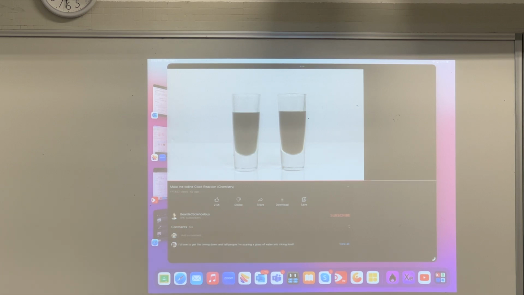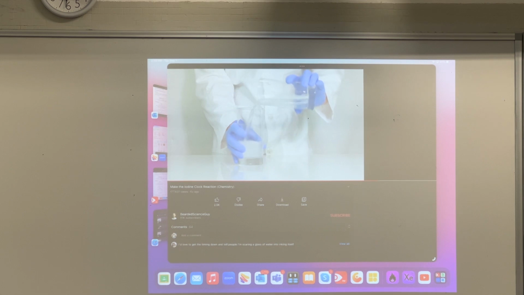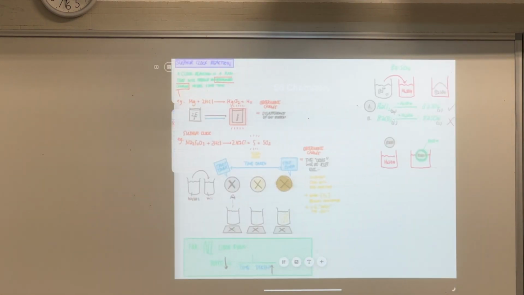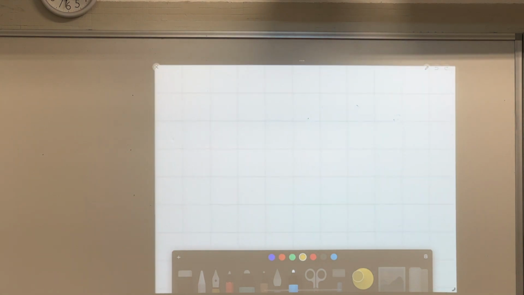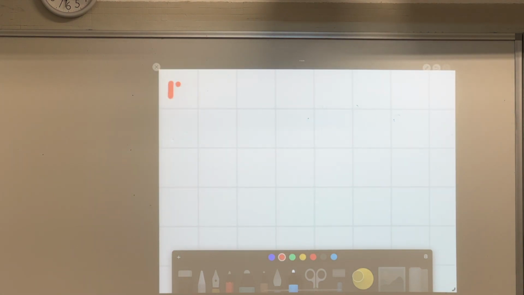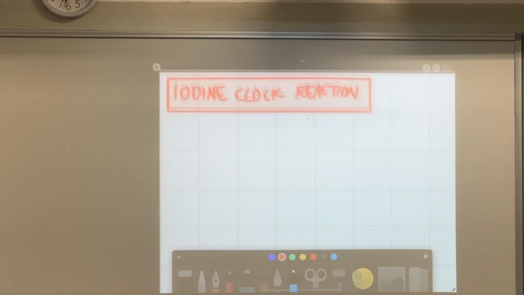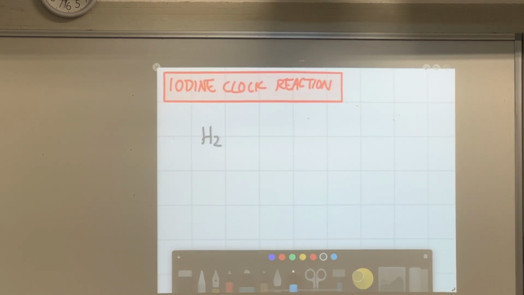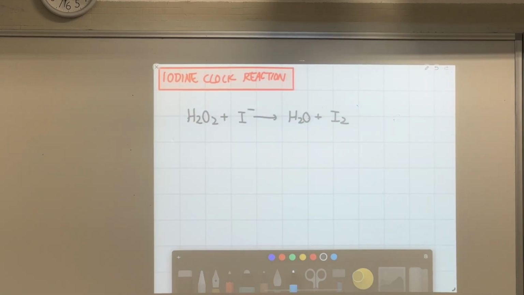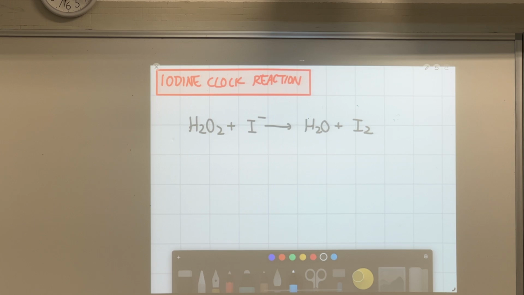Let me show you the reactants here, because they will ask you questions on this. So we have the iodine clock reaction. To understand why the color suddenly changed, you need to know three equations. The first one is hydrogen peroxide reacting with I minus to form H2O and I2. So the first task that I need you all to do is to balance this equation.